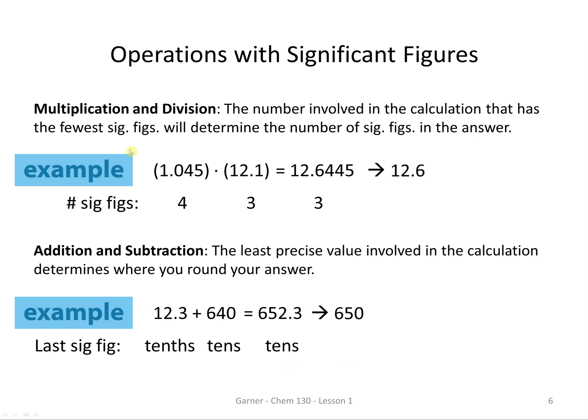With multiplication and division, it depends on how many sig figs each value in the operation possesses, and that's going to determine how many sig figs you keep in your answer. With addition and subtraction, it's a completely different set of rules. It doesn't matter how many sig figs there are, it matters where the last one is in each digit. Whichever value has its last sig fig in the least precise position is going to determine where you need to round your answer to that operation.